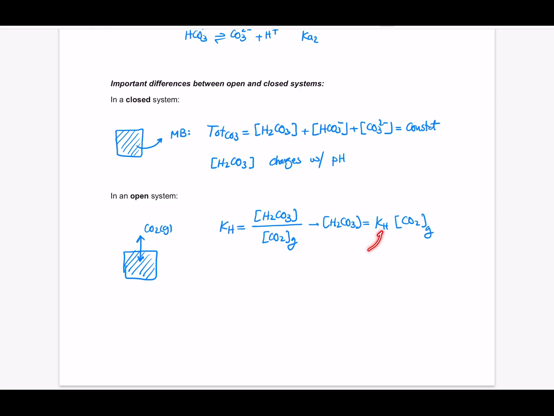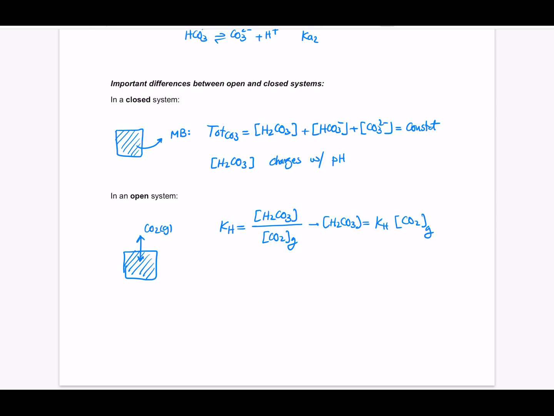Is this constant? I mean, assuming temperature doesn't change. This is a constant, right? Henry's constant for CO2. How about this guy?